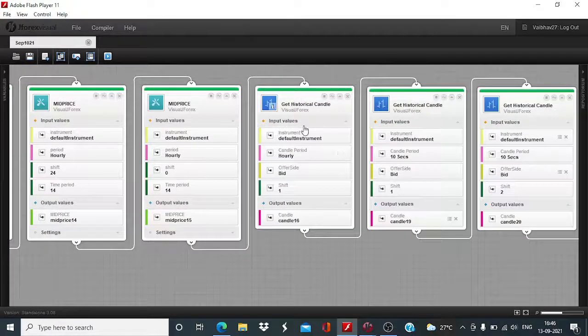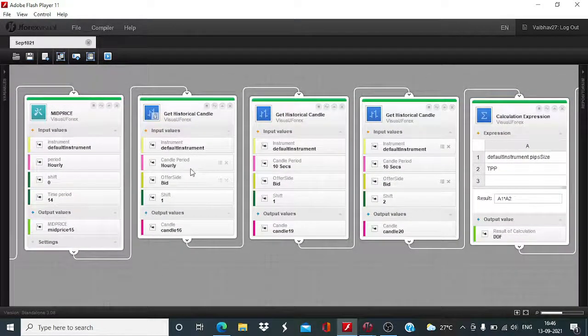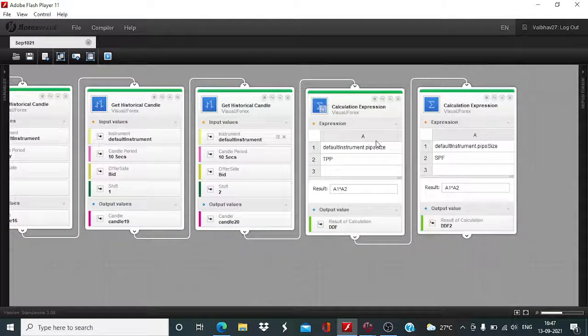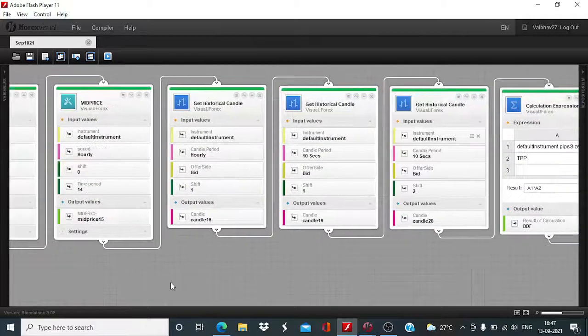And to look at the price volatility prior to the execution of the trade, we are also going to take the help of these get historical candle, the hourly candle period, and 10 seconds each. The calculation expression blocks have also been used to define two newly created variables, one having the value 30 pips and another with the value of 5 pips, which we will use for execution of the trade.